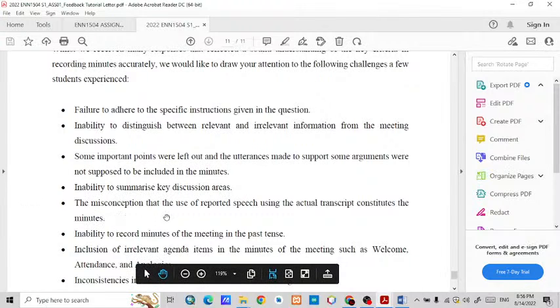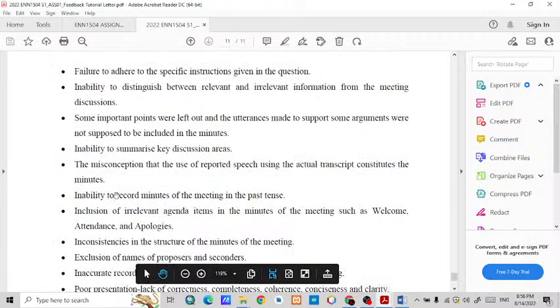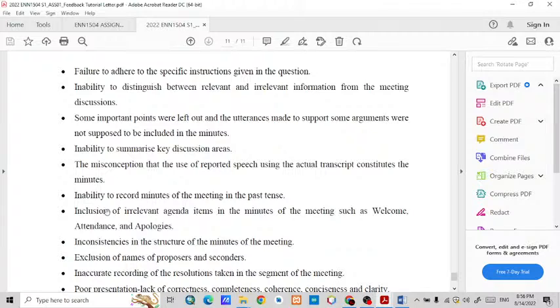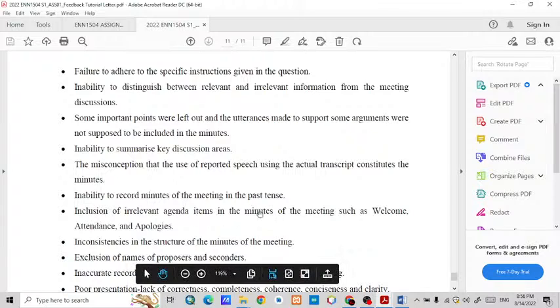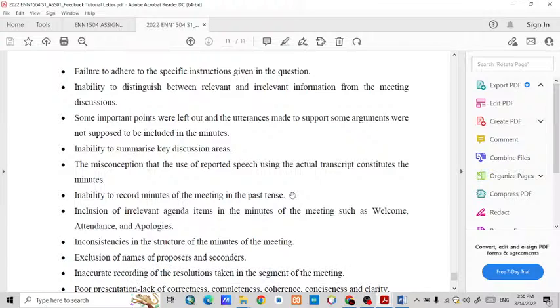The misconception that the use of reported speech, using the actual transcript, constitutes the minutes. Okay, the inability to record minutes of the meeting in the past tense. This is where you use past tense, because the meeting has already taken place, right? So you're looking at it as an event that took place some time back.